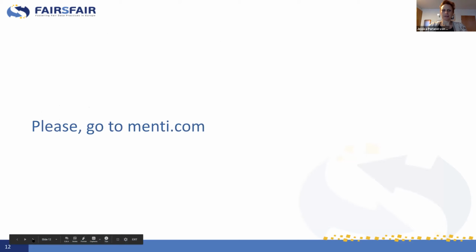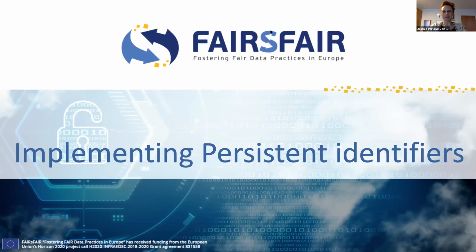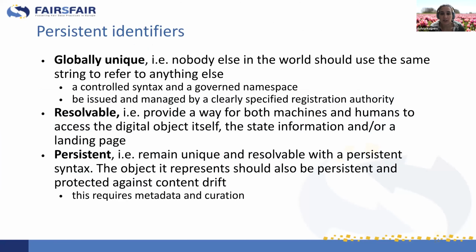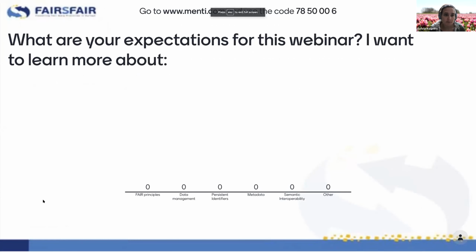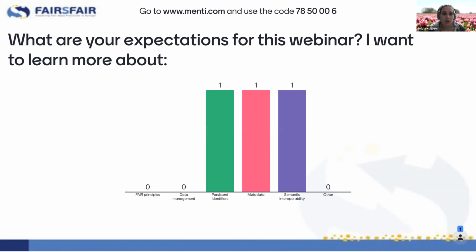So now we should have a short Mentimeter survey here. Yeah, I will switch. Okay, so if everyone attending can already get a phone at hand, or a separate screen for a browser is also okay, go to the website www.menti.com, where you can enter a code. If you use the code 7850006, which you can see on the top of the screen here as well, you can enter the Mentimeter.